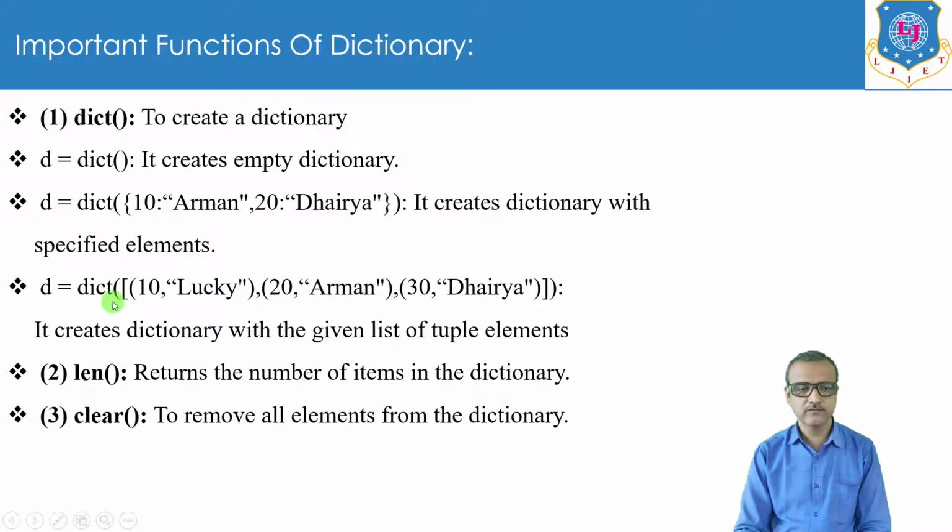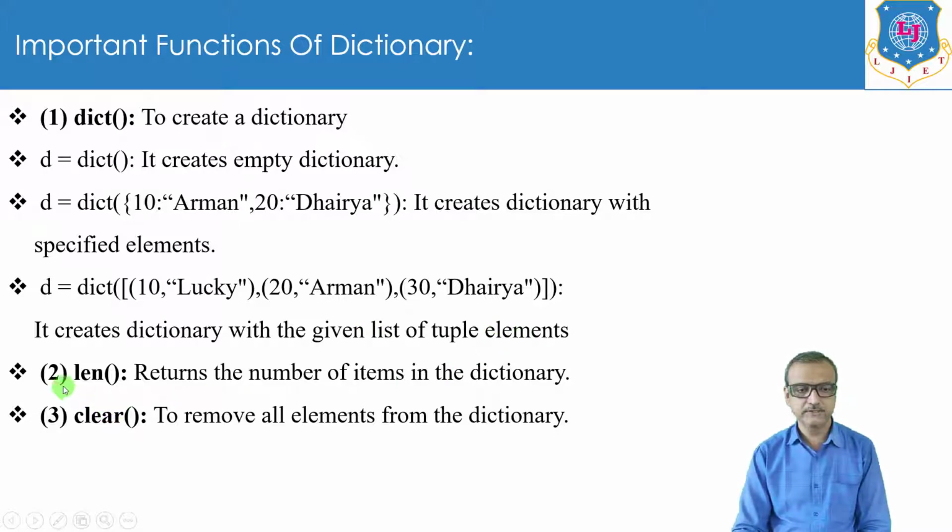Now D equals dict. You can see that in these square brackets we have these elements, that is 10 comma Lucky, 20 comma Arman, 30 comma Darya. So these are tuples in a list. It creates a dictionary with the given list of tuple elements.